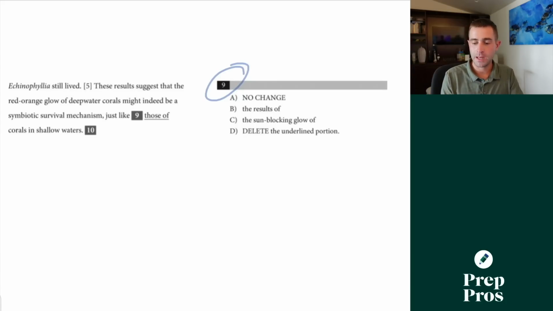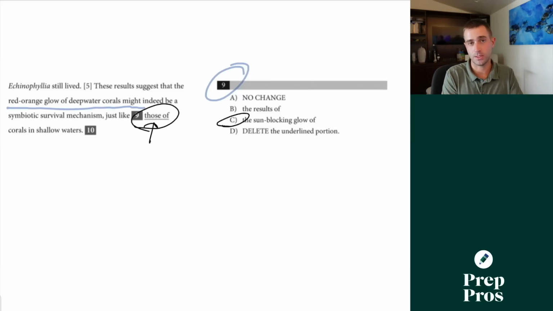Well, what we're comparing is the red-orange glow of deep water corals might indeed be a symbiotic survival mechanism, just like, we have to be comparing it to another glow. And that's why we'd have to say the sun-blocking glow of corals in shallow waters. We're now comparing those apples to apples, glow to glow. "Those of" would be wrong because this is plural. If this said "that of," that could be a correct answer, but that's what you're looking for with these very tricky comparison questions.